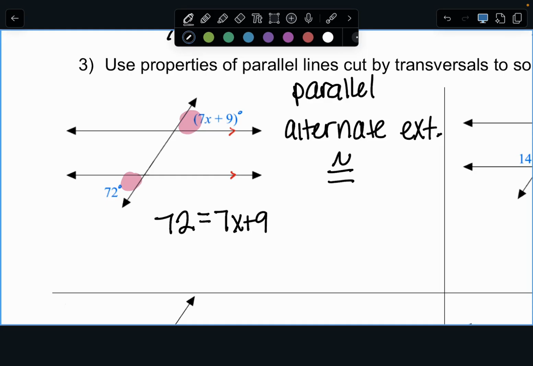I solve like normal. Algebra. What's my first step? Minus 9. What's 72 minus 9? 63. Very nice. So 63 is equal to 7x. Divide by 7. 63 divided by 7.